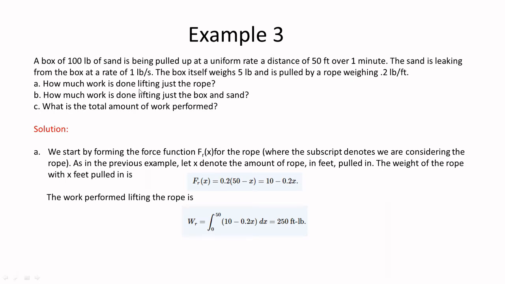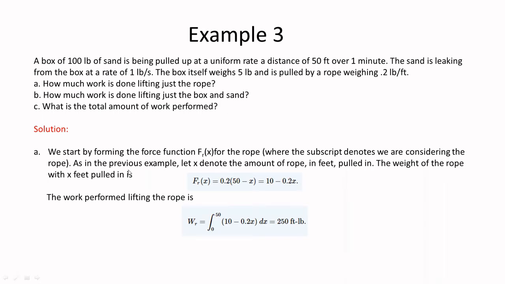How much work is done in lifting just the rope? So quite similar to the first and the second sample problem. How much work is done lifting just the box and the sand? So box and sand, and what is the total work performed? Meaning all three now taken into consideration. The box, the sand, and the rope, all of which needs force to be applied to it and needs work for it to be pulled up.